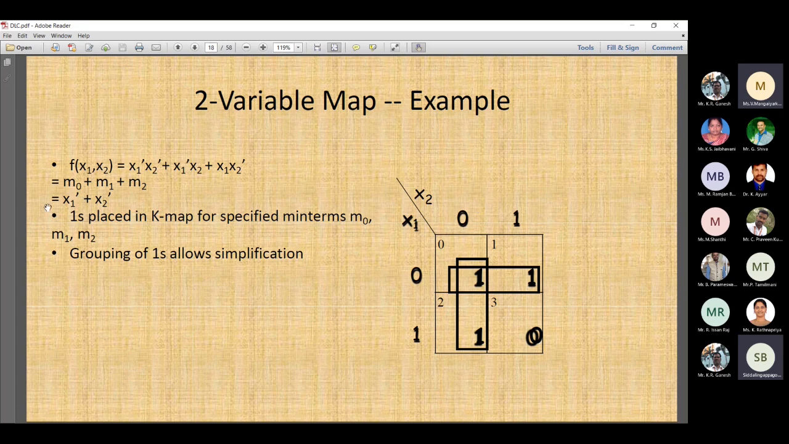So here we are representing in terms of min term. Min term, whenever you have a 0, we represent it by complement, right? So x2 bar. And here in this grouping, just check which common terms are there. There is no common term. 0 and 1 are separate, right? So in that case, we take this one, that is x1 bar. So the output of this two variable K-map is x1 bar plus x2 bar, right?